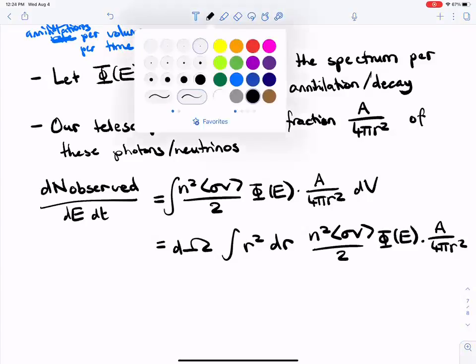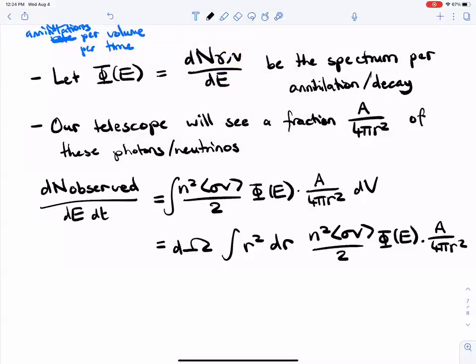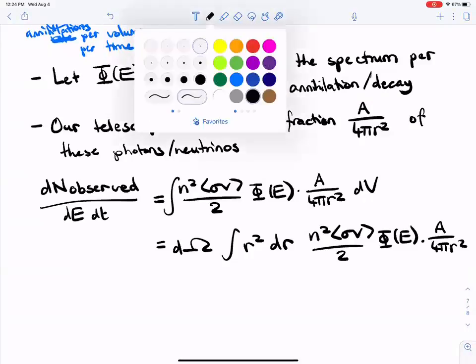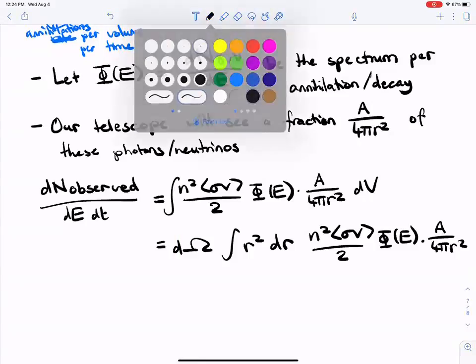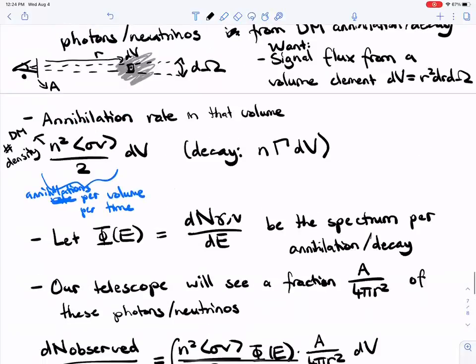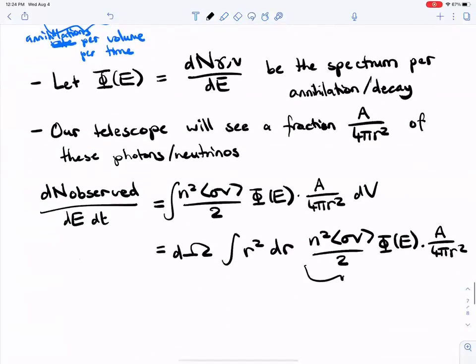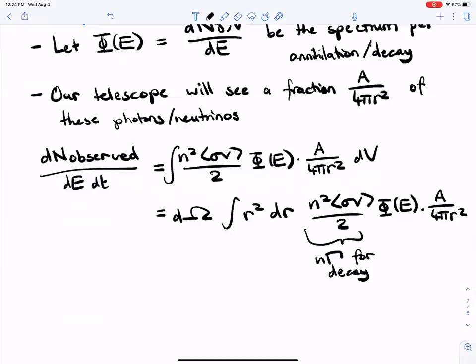So this is just integrating along the line of sight. If I also wanted to integrate over solid angle, then I would just integrate over the solid angle here. If we were doing decay instead of annihilation, the only difference would be that instead of n squared sigma v over 2, we would replace this component with just n times the decay rate. Okay, is this good so far?